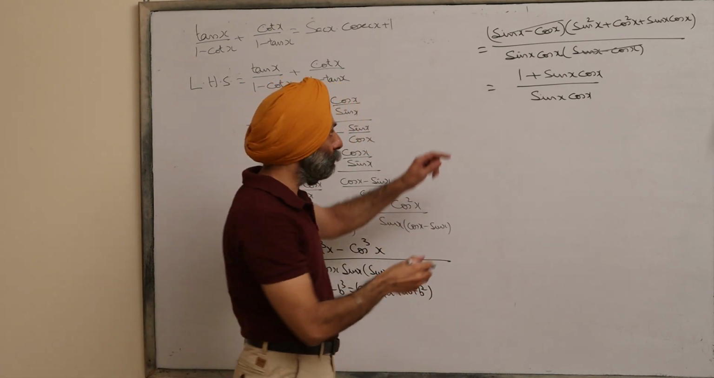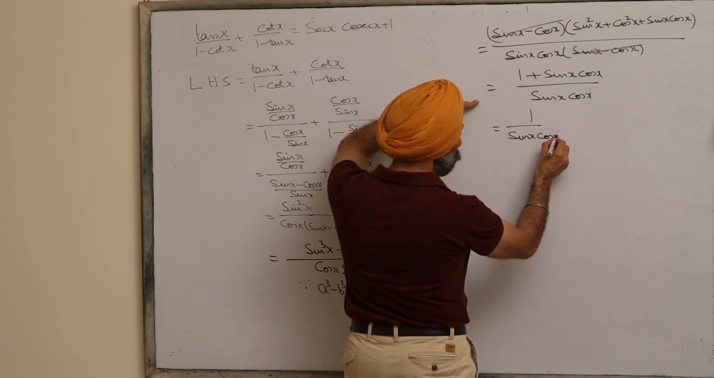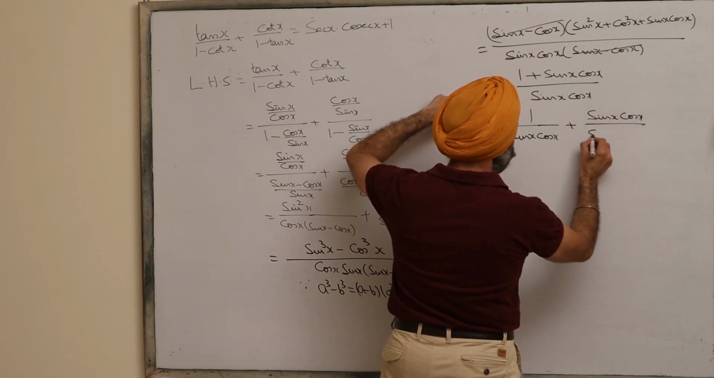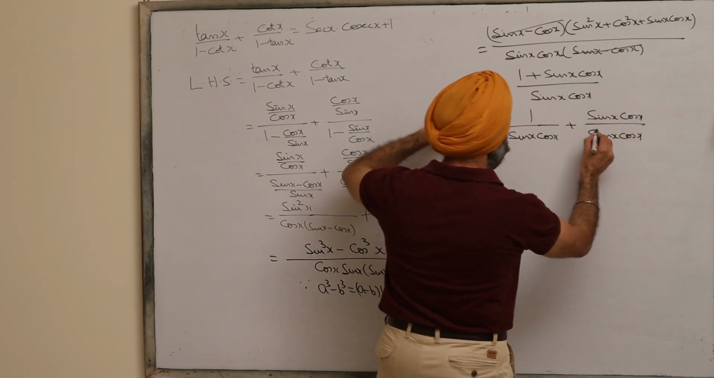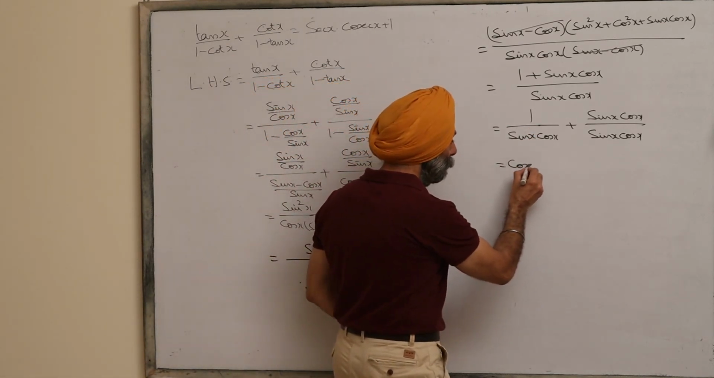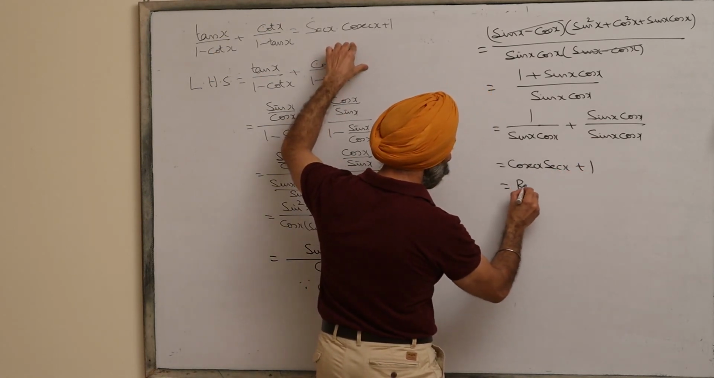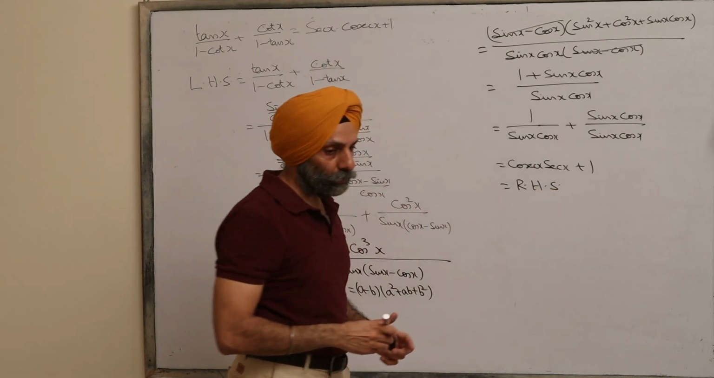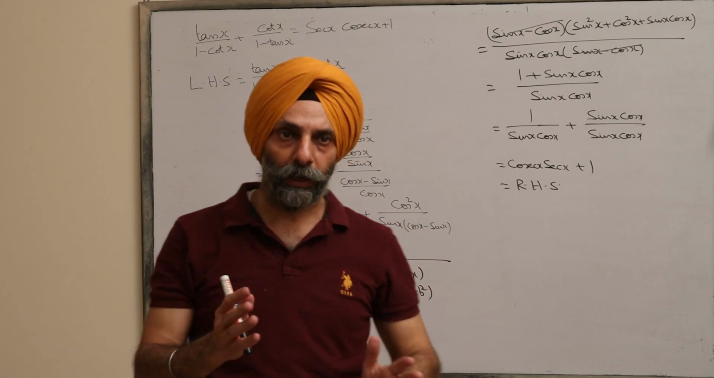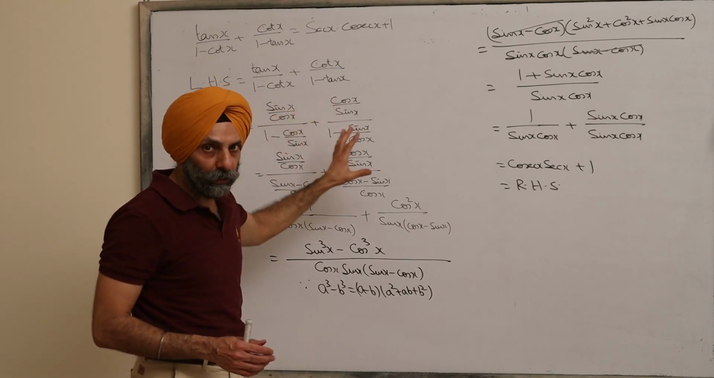Now separate these two terms. So this can be written as 1 upon sin x into cos x plus sin x into cos x upon sin x into cos x. So what is 1 over sin x into cos x? It is cosecant x into secant x plus 1, which is your right hand side here. So this way you can see that we have been able to reach the right hand side from the left hand side just by converting the terms of tan and cot in terms of sine and cos here.